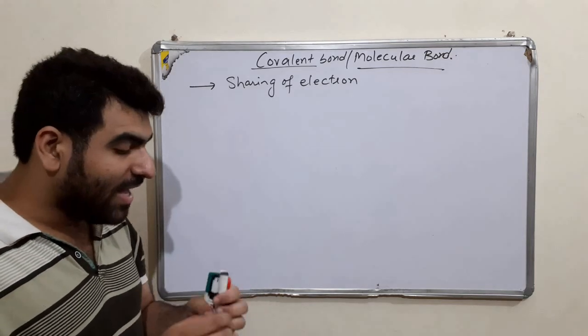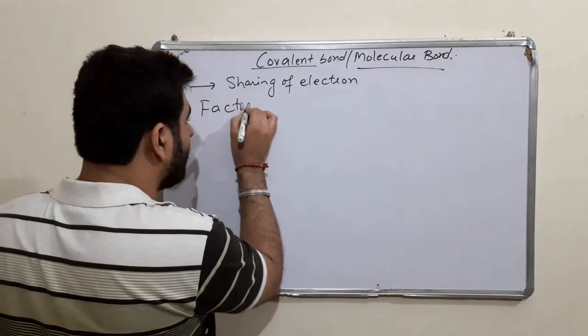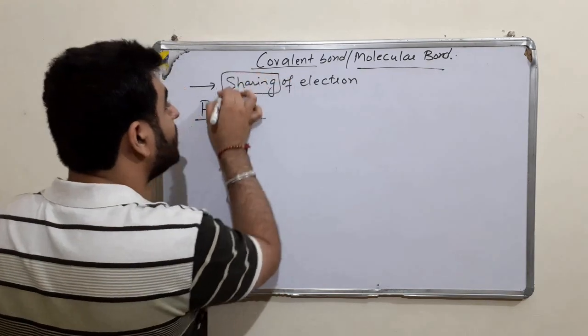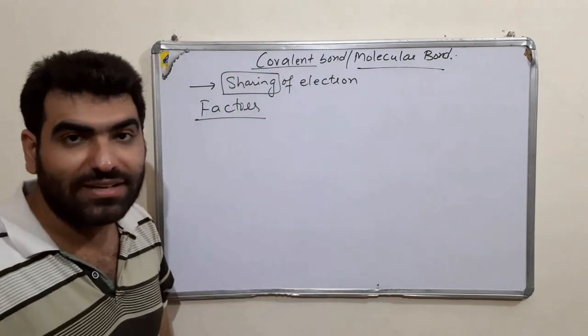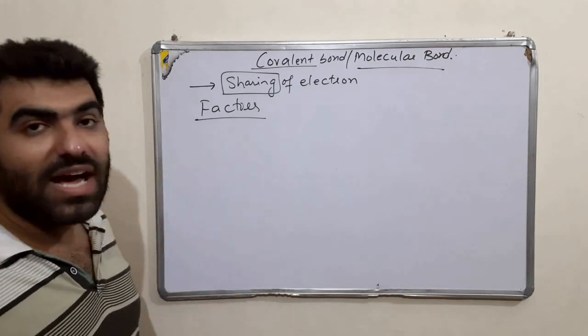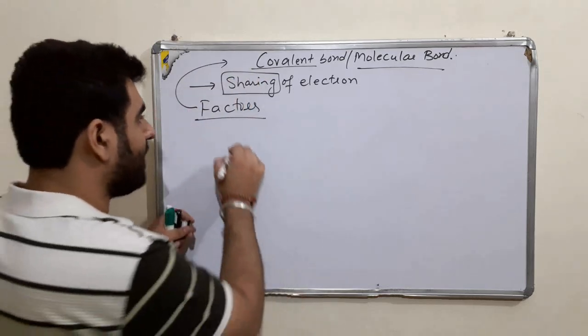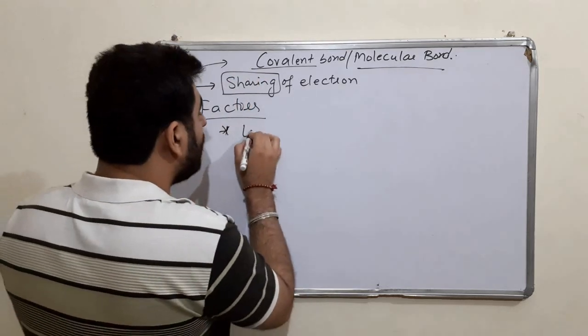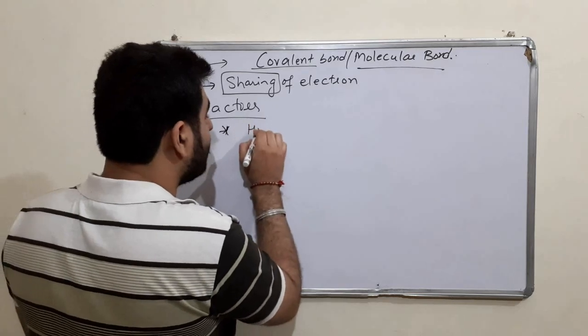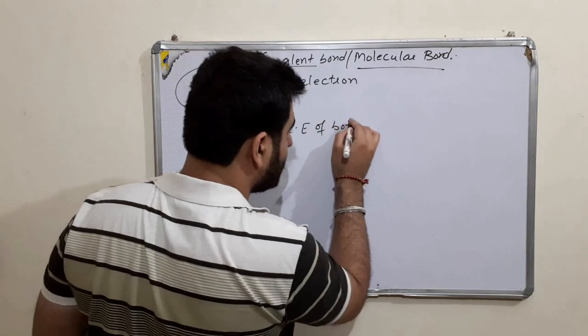Alright, now listen carefully. If I write the factors, without even further understanding that they want to share the electrons, meaning the transfer of electron is not possible, so what are the factors which promote the formation of a covalent bond? They are high ionization energy of both elements.